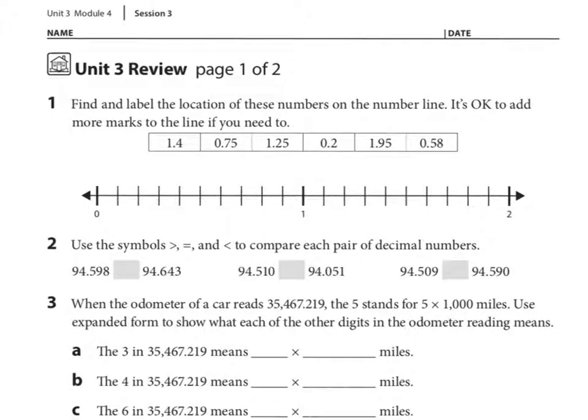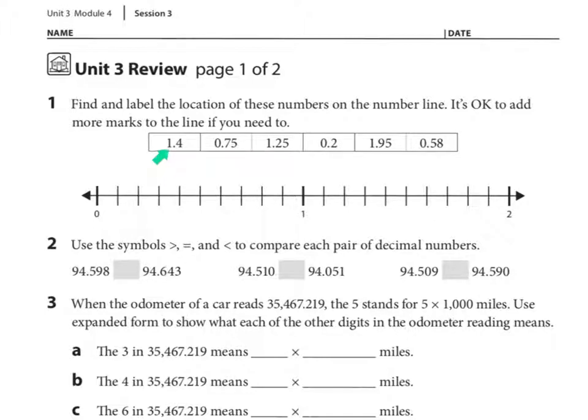Hi students, today we're going to be going over Unit 3, Module 4, Session 3, Unit 3 Review. Number 1 says find and label the location of these numbers on the number line. It's okay to add more marks to the line if you need to. So we see we have 6 decimal numbers. We see that the first number on the number line is 0, then we have 1 and 2.